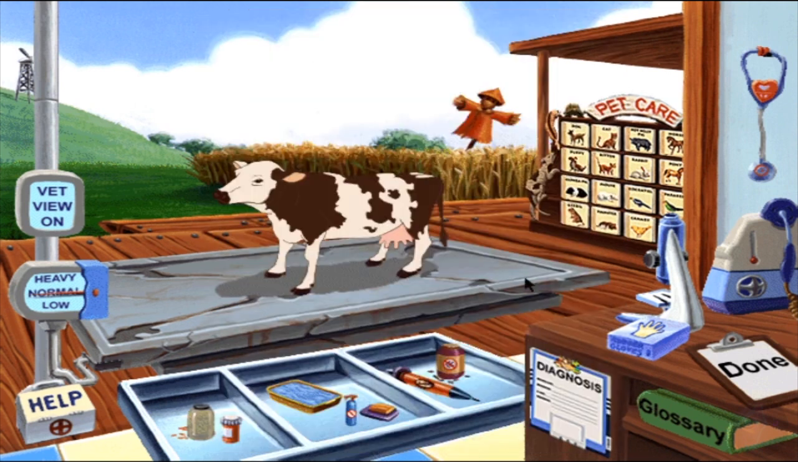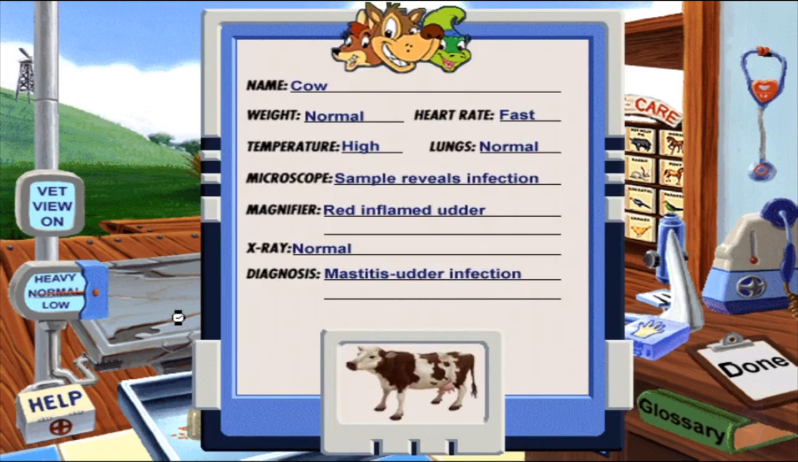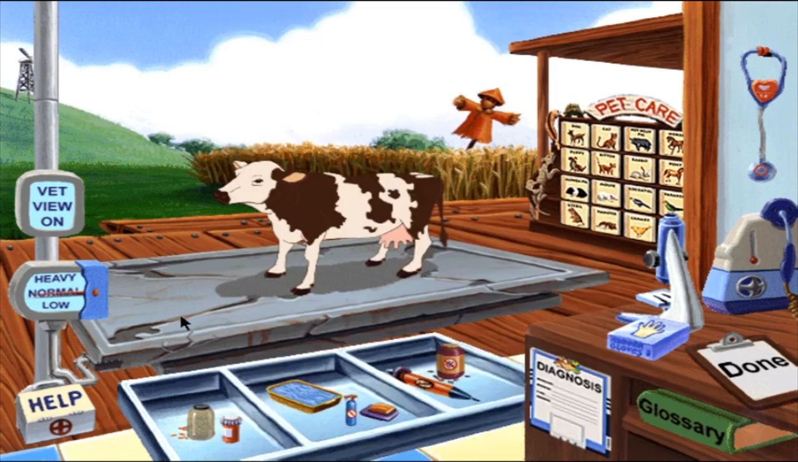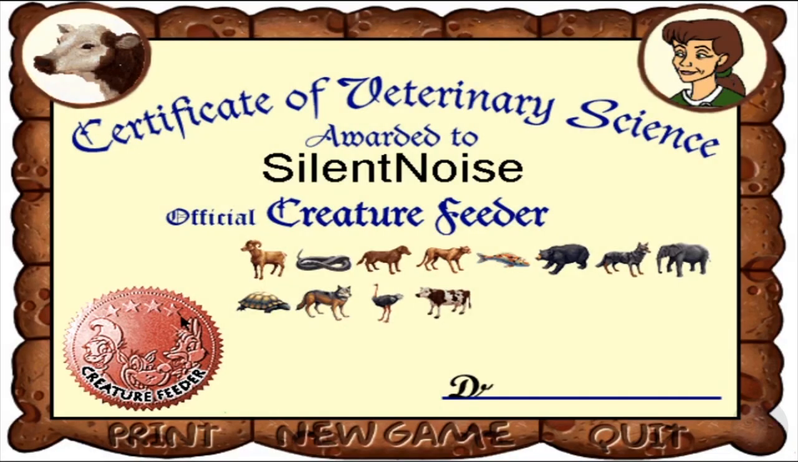Now that we know what the problem is, I will set up 3 trays full of different antibiotics, painkillers. Good work. The antibiotics will fight off the infection, and the pain pills will allow the cow to rest comfortably while healing. Congratulations! You really earned this certificate. You're a 4-star creature feeder.